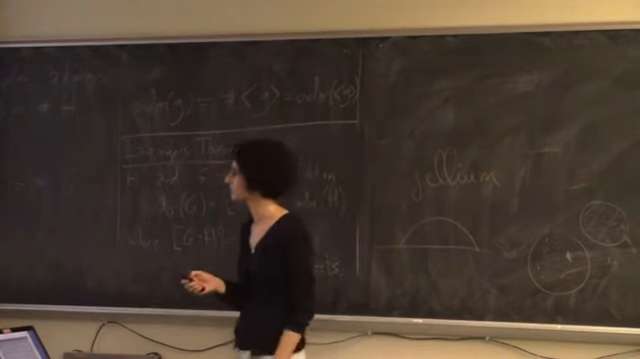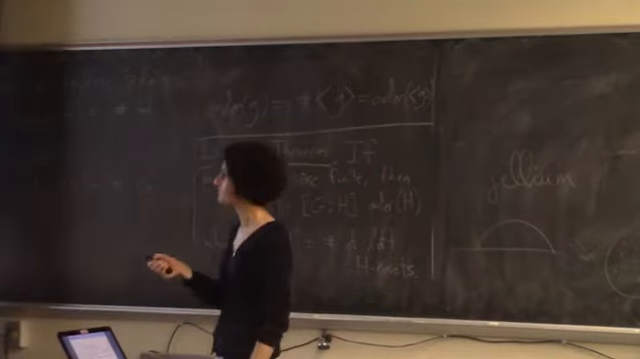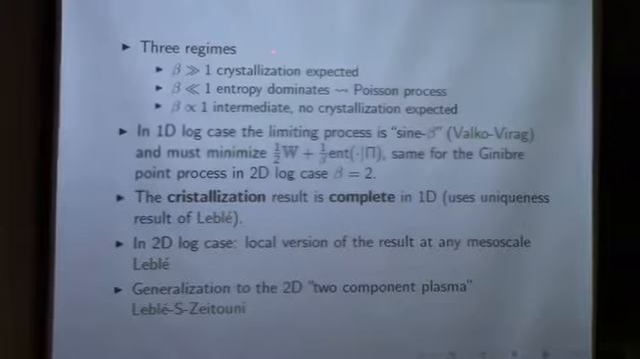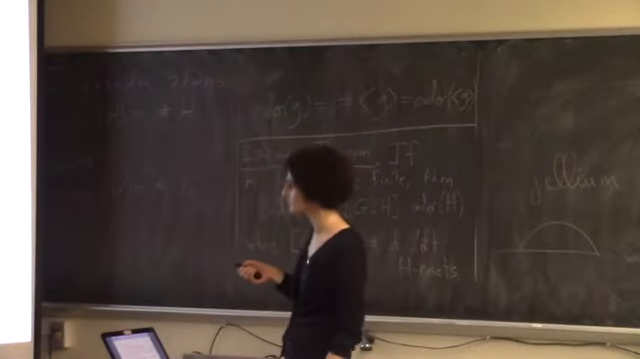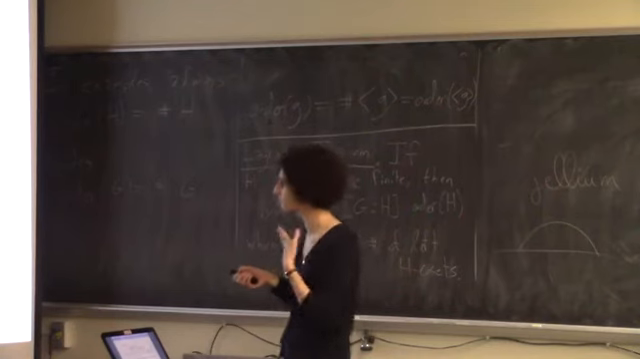So this is what we characterize with that. And there are three regimes, which is what I just described. When beta is very large, you expect something like crystallization. And when beta is very small, you converge to a Poisson point process, and this you can prove completely.